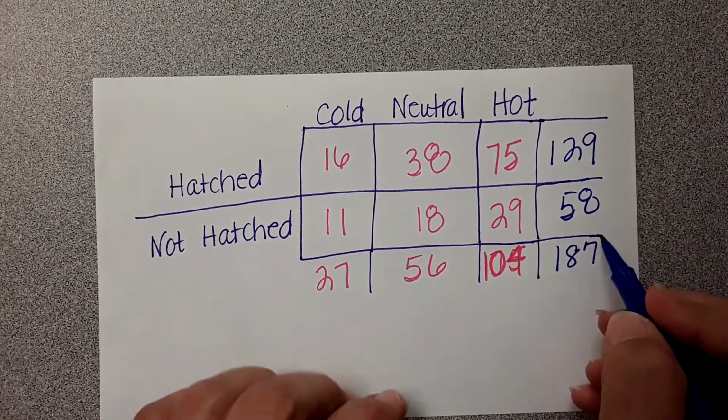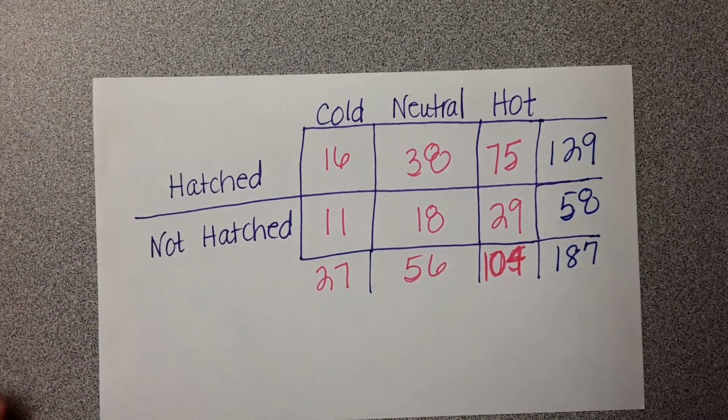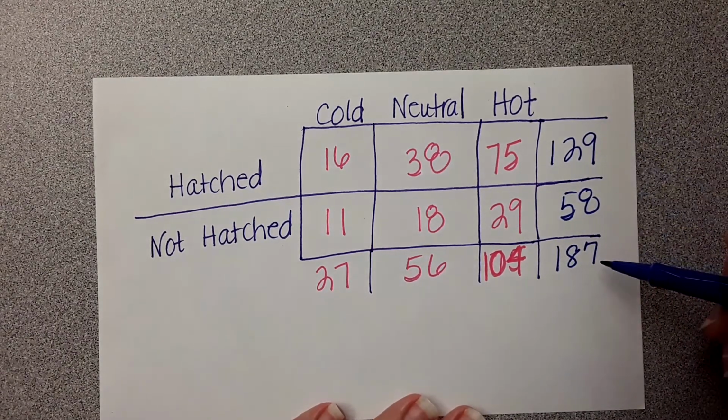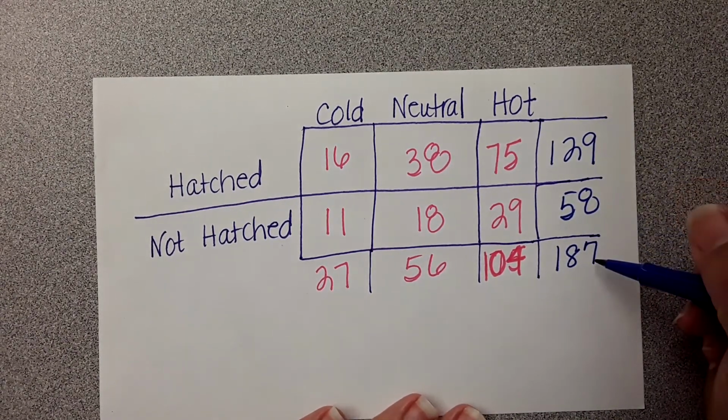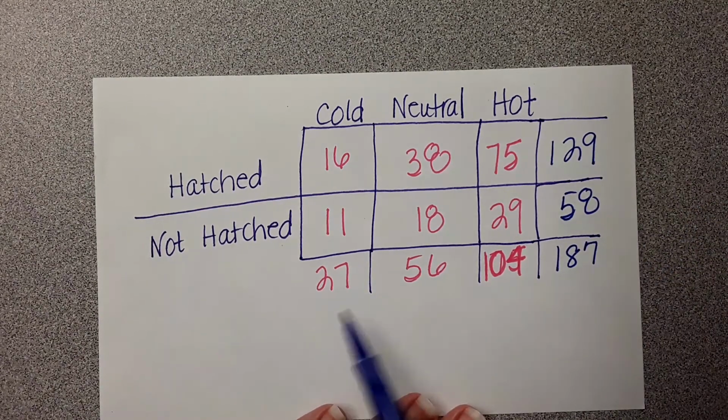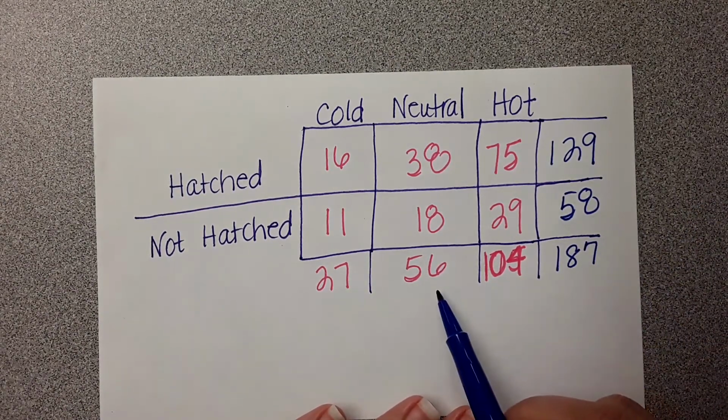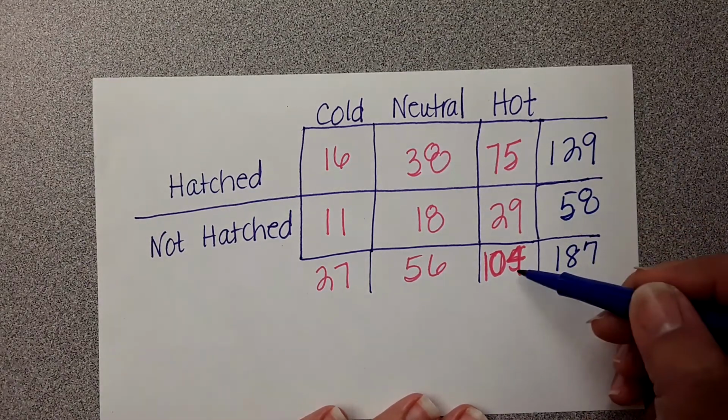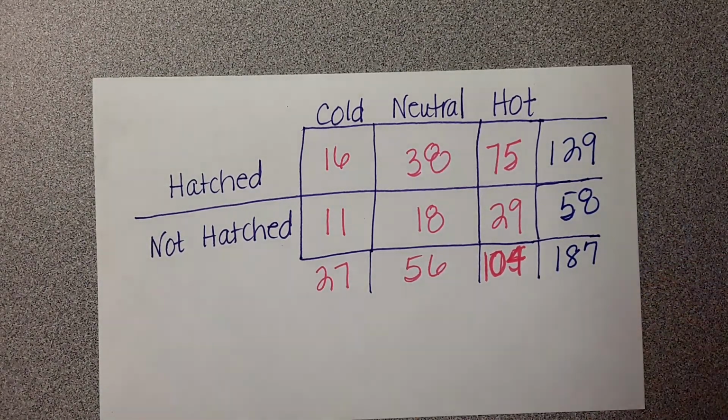Now, if we wanted to find out the marginal percent, we would do 129 divided by 187, 58 divided by 187, 27 divided by 187, 56 divided by 187, 104 divided by 187. Those would be our marginal distributions. What we're going to do now is talk about our conditional distribution. So conditional would be, given that they hatched, right?